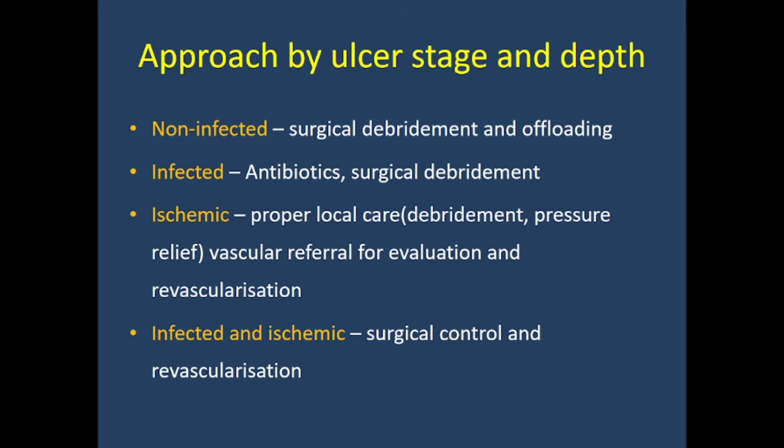These are some rough rules. If it is non-infected, then do surgical debridement and offloading, right? We'll see what we can do for offloading. Infected ulcers, of course, need antibiotics and surgical debridement. Ischemic, again, proper local care and revascularization, right? Infected and ischemic is the worst combination. First surgical control and then decide on revascularization, right?